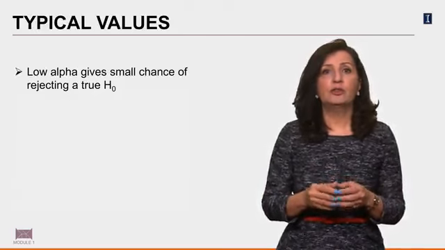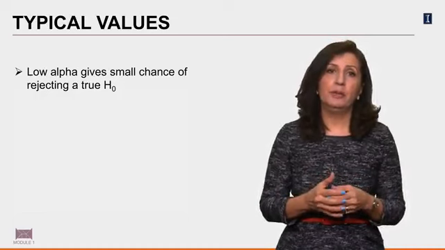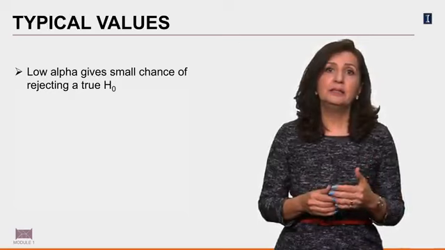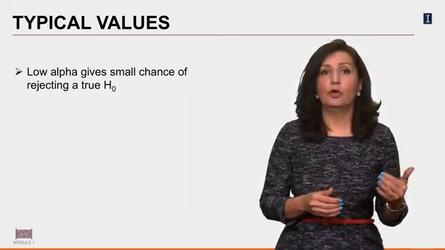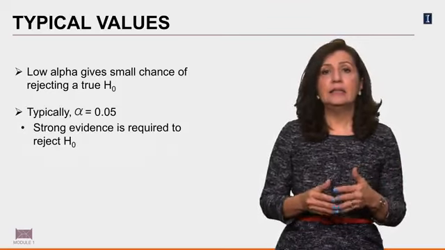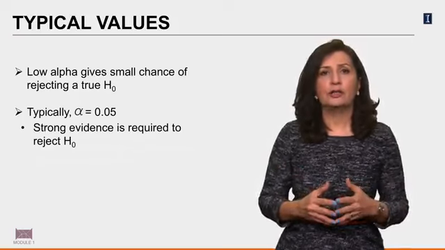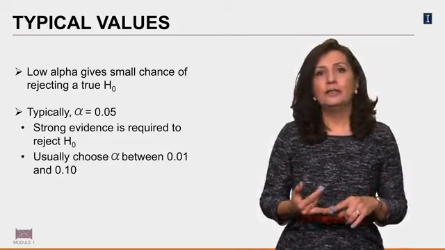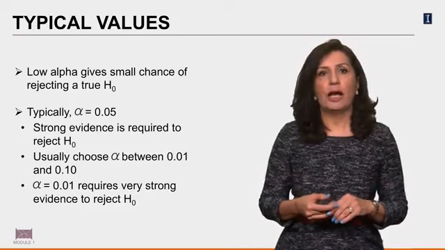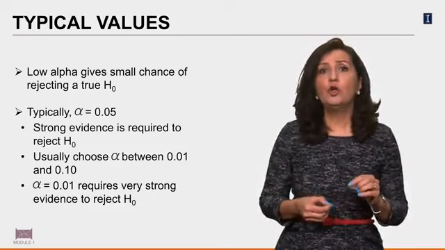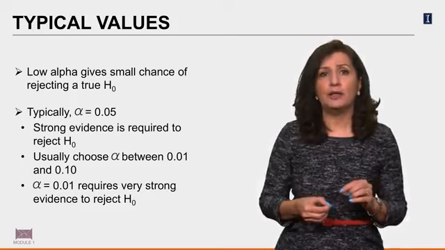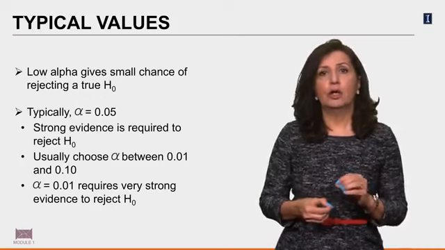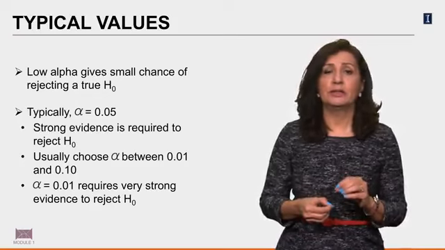Alpha is usually set to a low value to minimize the probability of rejecting a true null hypothesis. In business, alpha is typically set to 0.05. And in this setting, it takes strong evidence to reject the null hypothesis. Settings of 0.01 and 0.10 are also sometimes used for alpha. Alpha of 0.01 would be considered a low value, which requires strong evidence to reject the null hypothesis, and 0.10 would be considered a high value.